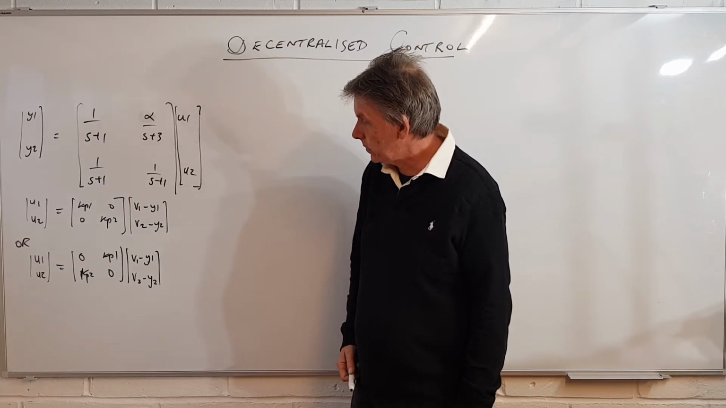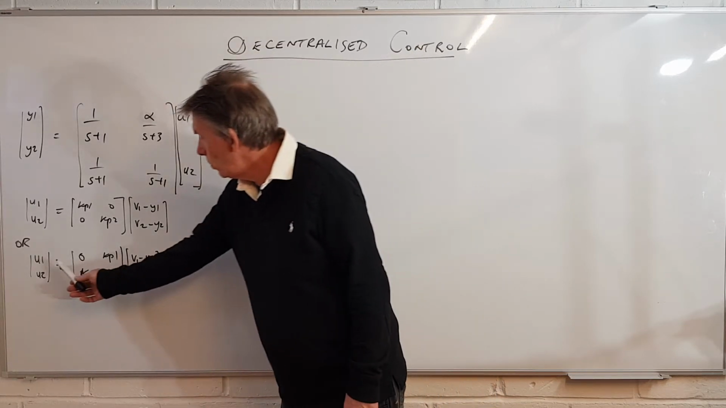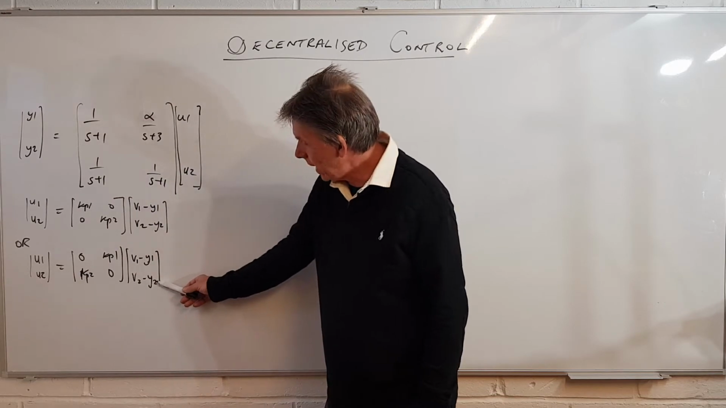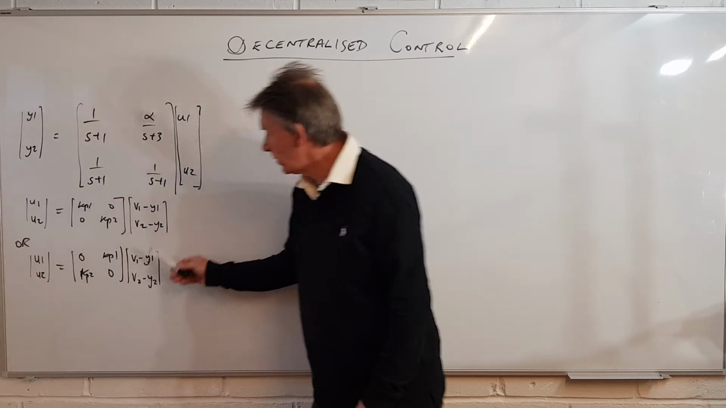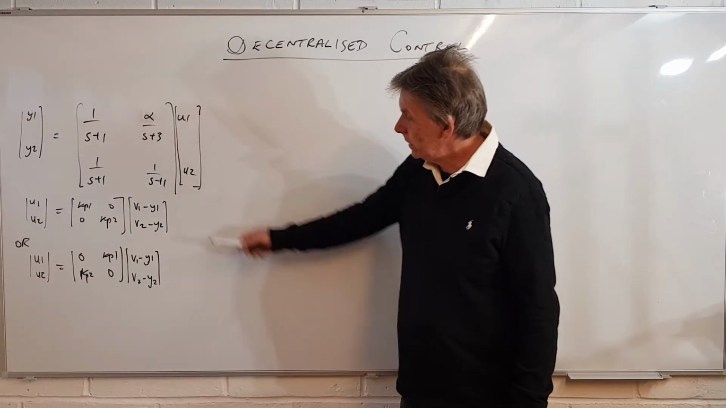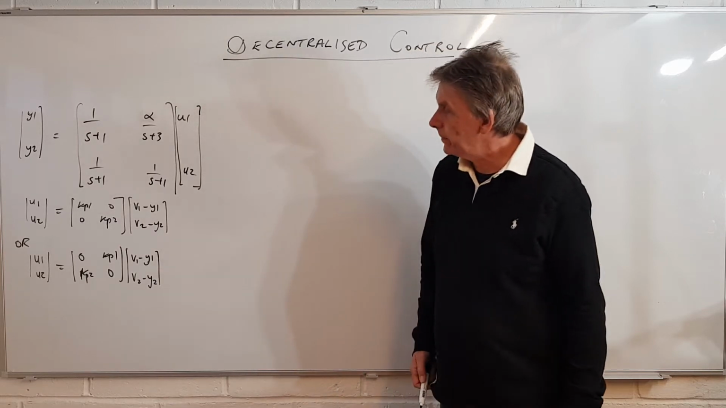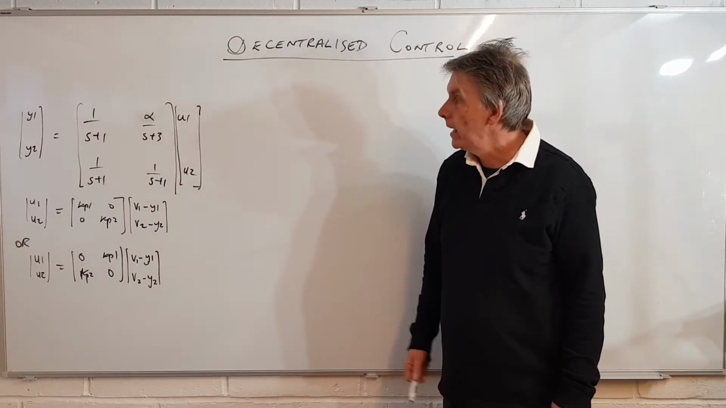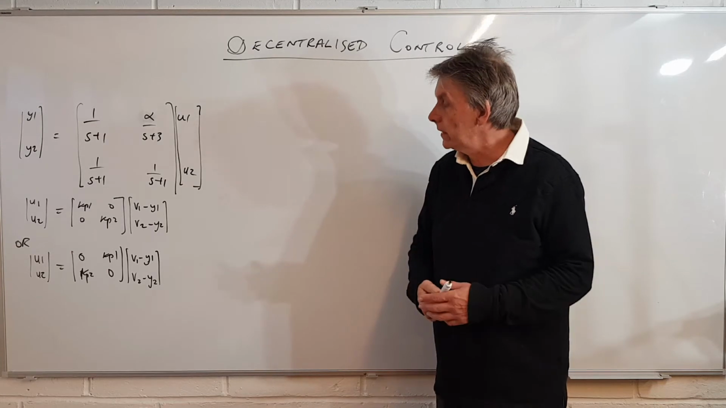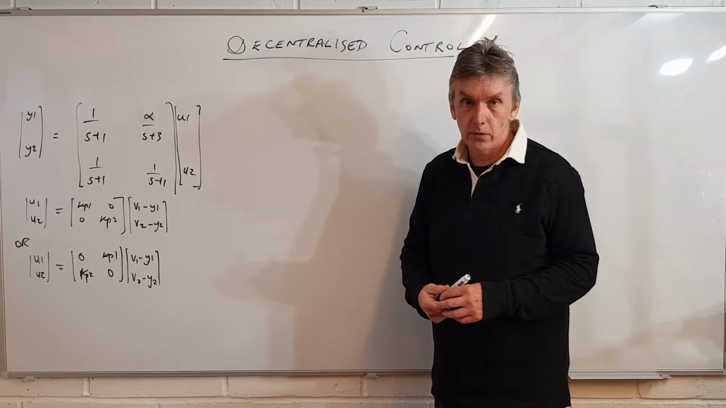The second type of controller we could have is where U1 is now a function of error 2 and U2 is a function of error 1. So the question is, which of these two controllers is most suitable? And that's what we're going to look at in the design of the decentralized controller.